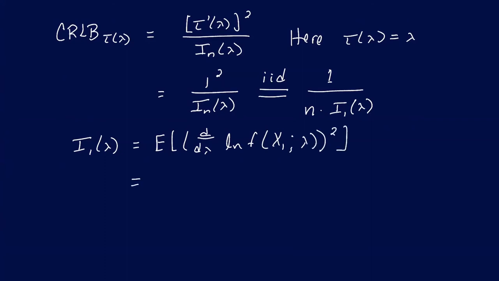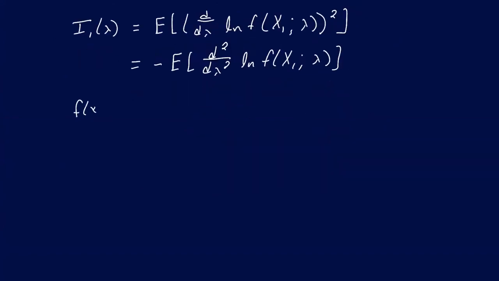And that's also equal to the negative of the expected value of the second derivative of the log of the PDF. You can use either one of these and you'll get the same answer. Usually one formulation is more convenient than the other, so let's see what we have here.